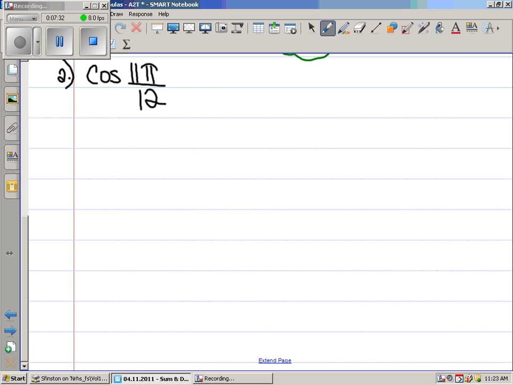Yep. Nice. So this is really 165. You sub 180 in for pi. 11 times 180 divided by 12 is 165. That's also a huge part of your test, converting between degrees and radians.